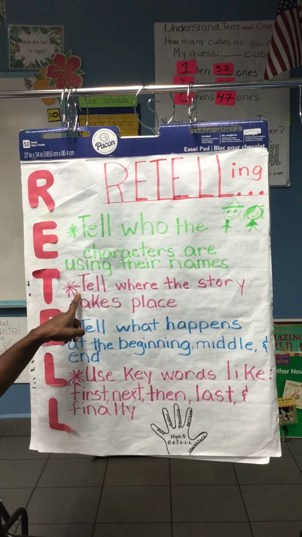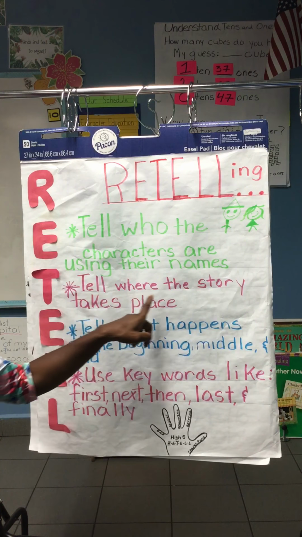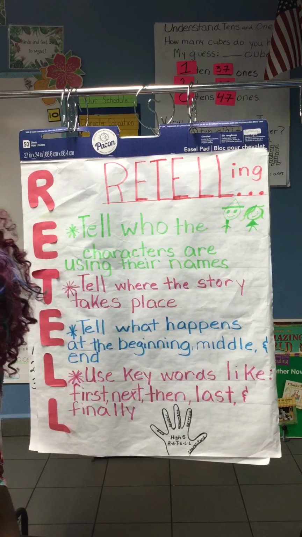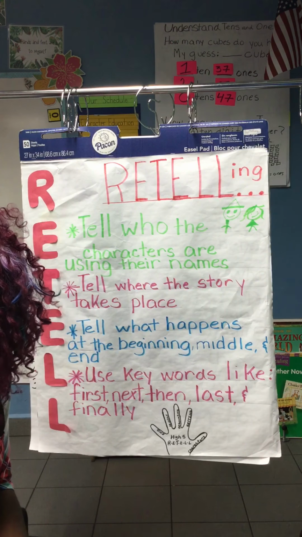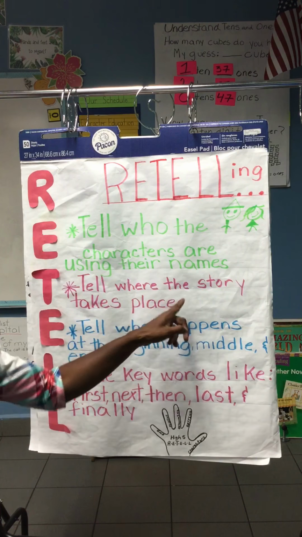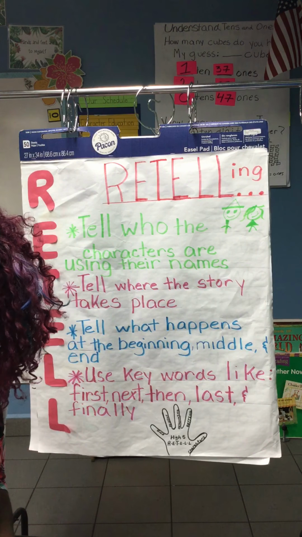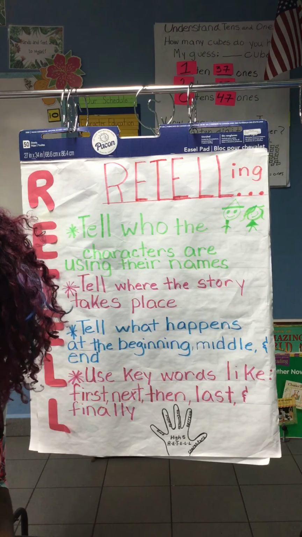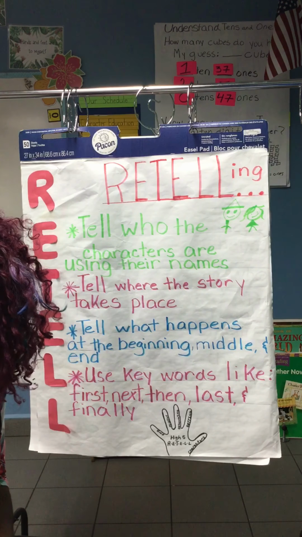Okay, then another thing you do when you retell a story, you tell where the story takes place. When you retell, you're telling me what happened in the story. Well, Miss Hall, Susie and Tom went to the park and they played. So you're telling me where they were. They were at the park. That's very important to know where the story took place. And you already know that because we've been talking about the who, the 5 W's, plus how. That's a strategy. Retelling a story.